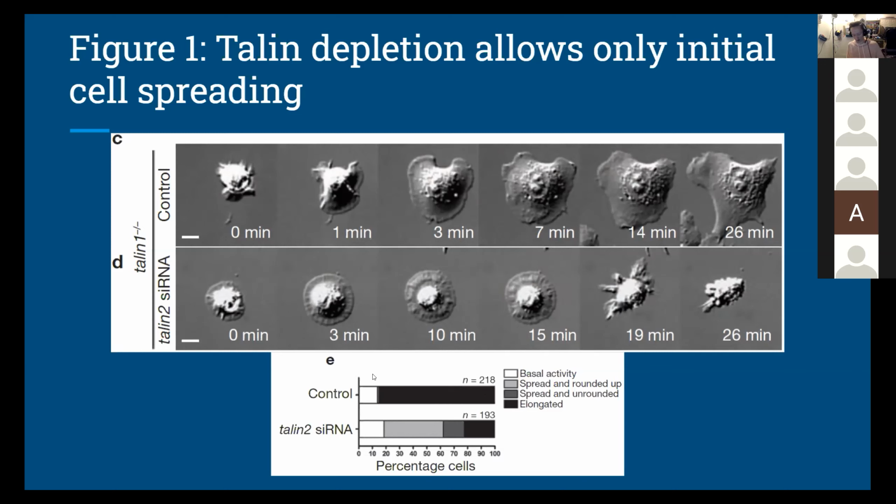So E here is sort of a quantification of C and D. In the control cells, we see the vast majority of them are elongated into a final shape. In the Talin 2 siRNA cells, the biggest chunk of them were actually in the state we see here at like 10 or 15 minutes, where it's spread, but still rounded. Some of these cells are able to go on to the next stages of cell spreading, but the vast majority do not make it to the final elongated shape.